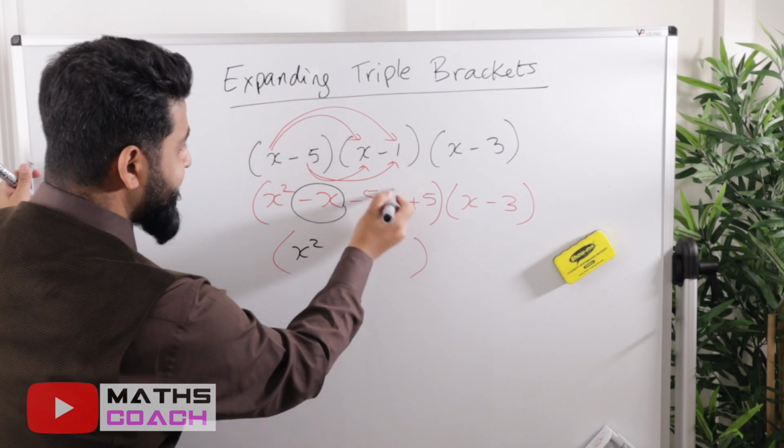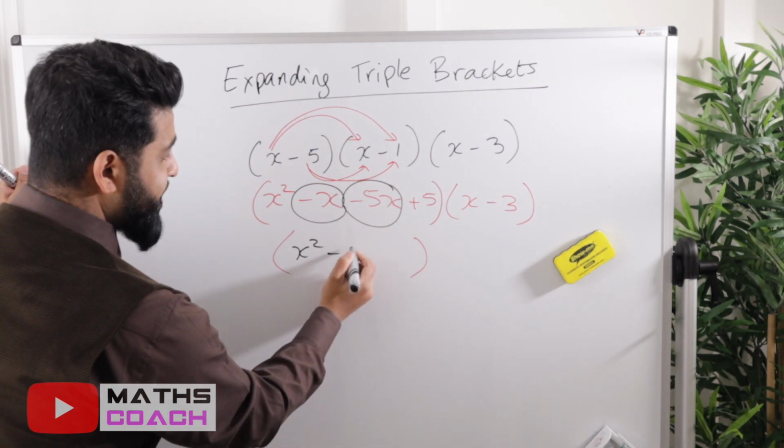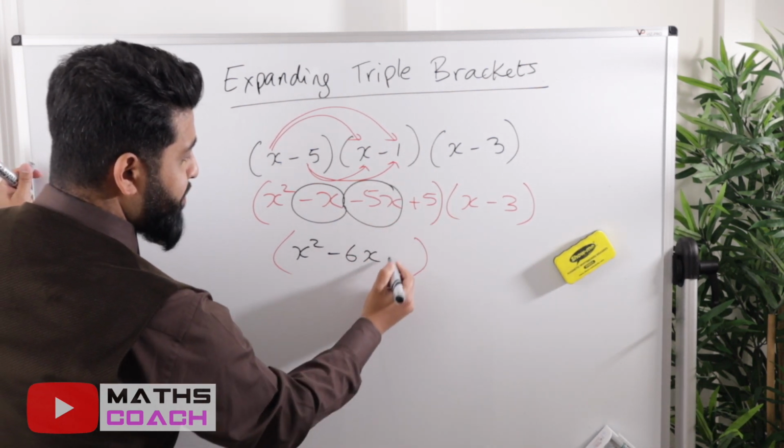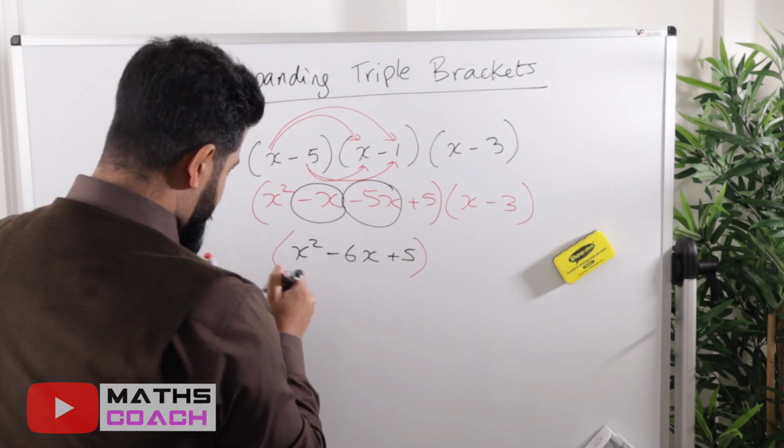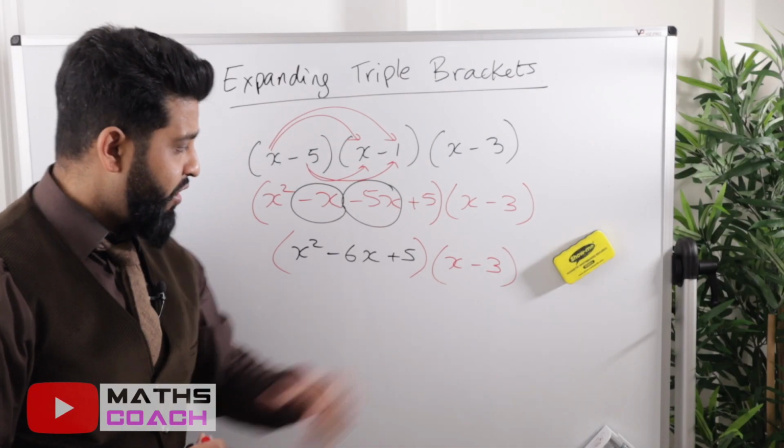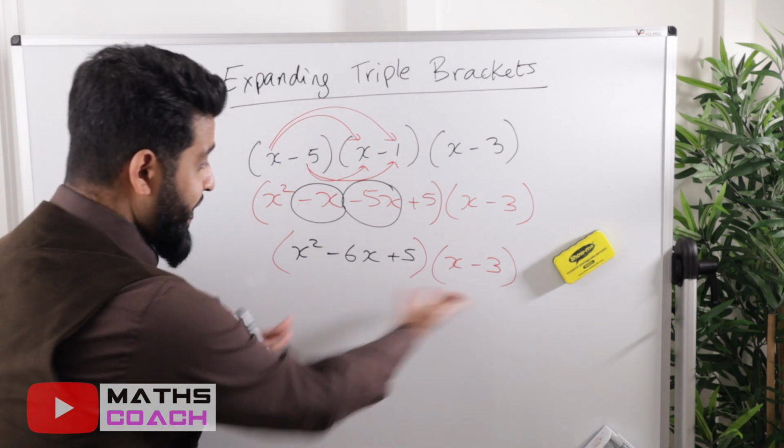And we've got minus x and minus 5x. That gives us minus 6x and plus 5. And the final bracket that we have, we'll just write it along here. That just leaves us with two brackets.